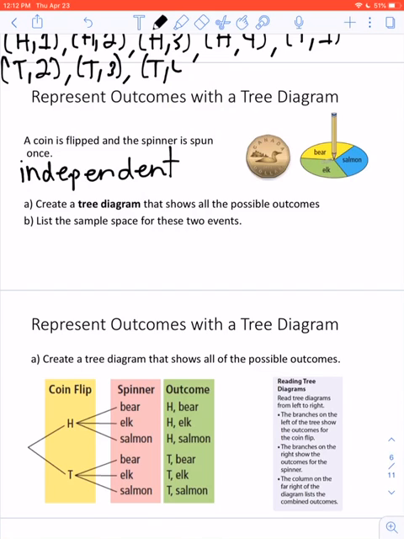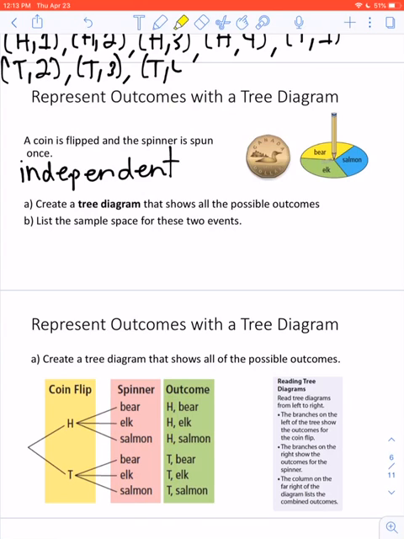Now take a look over here on the outcome section. It says we could have heads bear, heads elk, heads salmon, tails bear, tails elk, tails salmon. Notice that they've just abbreviated to make it a little bit less writing. They've done H for heads and T for tails. That's totally fine, as long as it's clear what you're talking about.